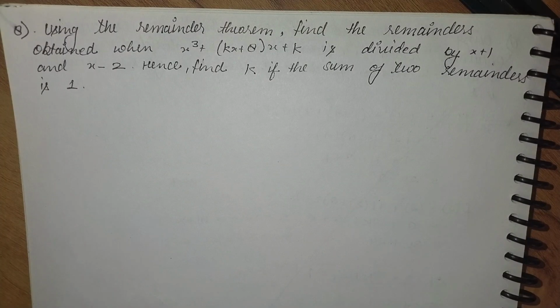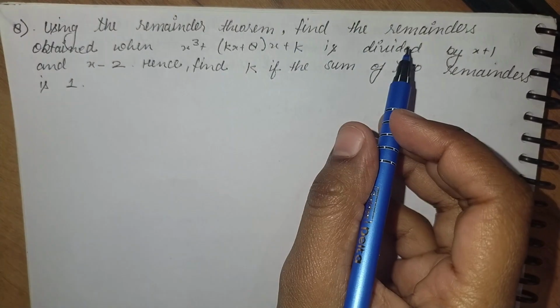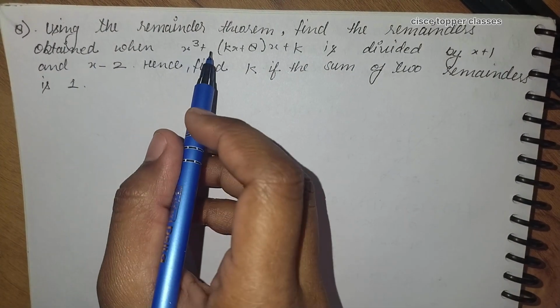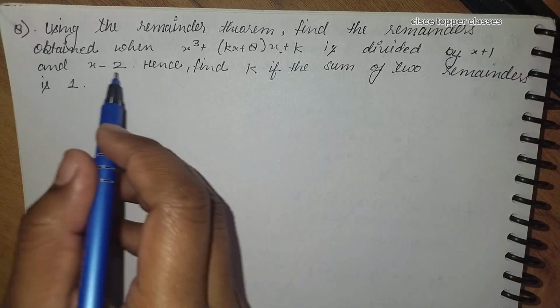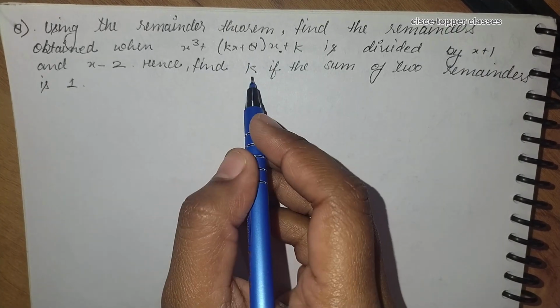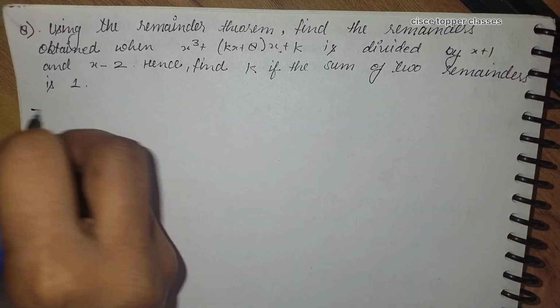Now let us solve question number 8. Using the remainder theorem, find the remainders obtained when x cube plus kx plus 8 into x plus k is divided by x plus 1 and x minus 2. Hence we have to find k if the sum of two remainders is 1.